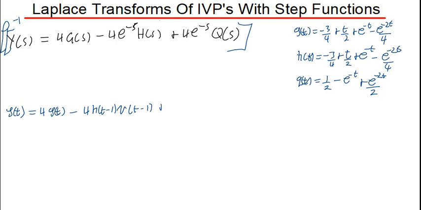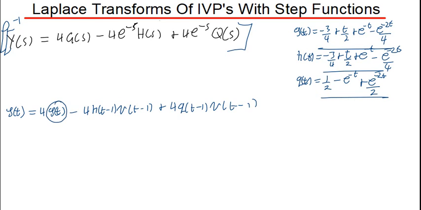Then you do the same for this part as well, a similar thing. So that's going to be 4, then you're going to have your q of t minus 1 again here, looking at the shift, multiplied by u of t minus 1. So I've already found this, that, and that for you. Just have to substitute here, here, as well as there, like that.